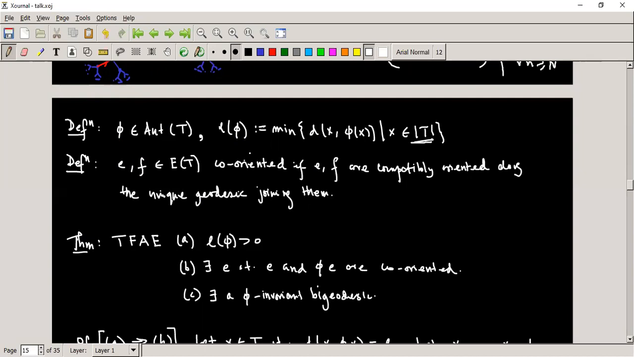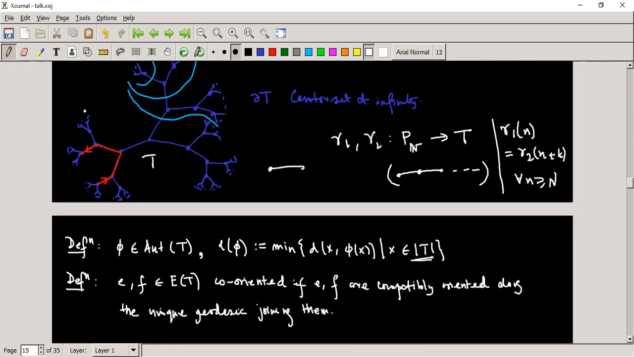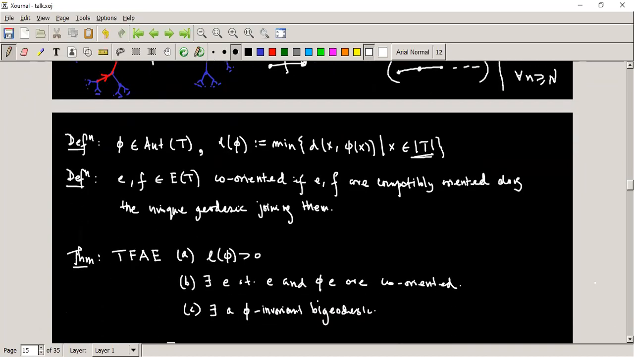Alternatively, if it flips along an edge, right? So an automorphism can flip along an edge. So for example, take this graph, take this tree and just flip. That's an automorphism of this tree, and it fixes a point in the middle. Since I'm taking the geometric realization, that point will be considered when taking the minimum. And so L phi will be zero.